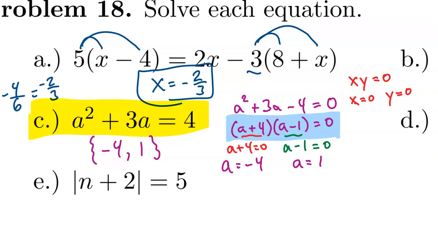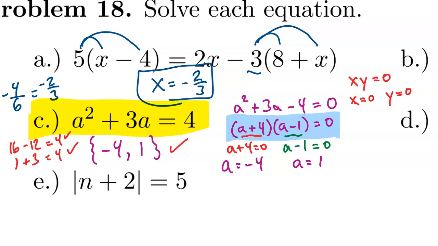If I plug negative 4 in for a, I get negative 4 squared, which is positive 16, plus 3 times negative 4, which is negative 12, and combining those equals 4. On the other hand, if a equals 1, I get 1 squared, which is 1, plus 3 times 1, which is 3, which also equals 4.